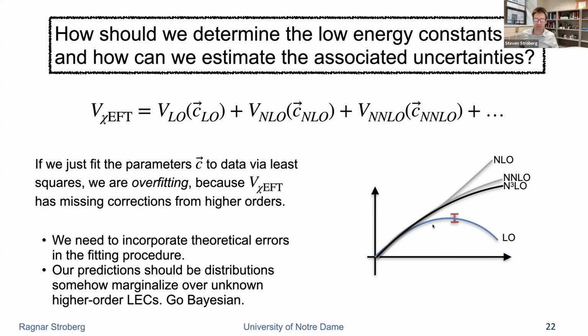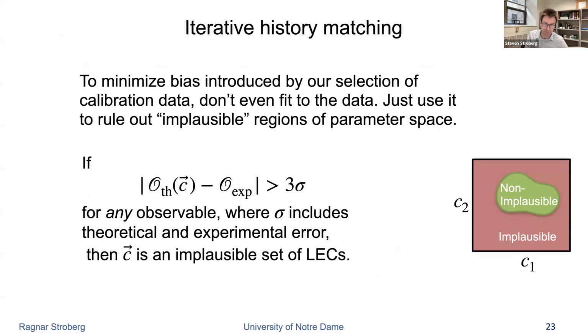And so basically the goal here will be to not overfit to any one particular observable, so that we can have a better idea of how we're doing for other quantities. For example, the neutron skin, because we're not going to fit to the neutron skin, we're going to predict it.